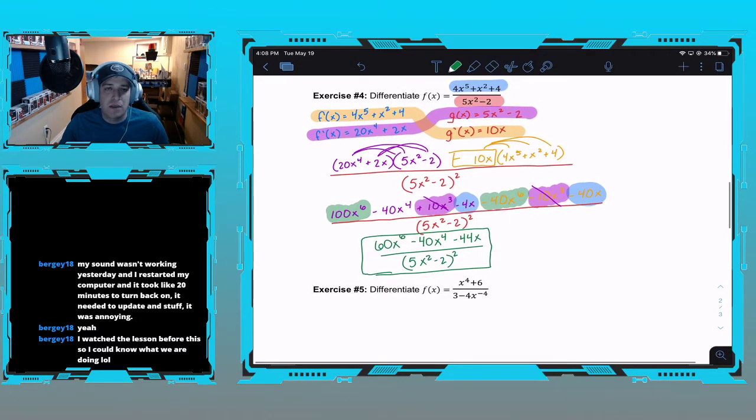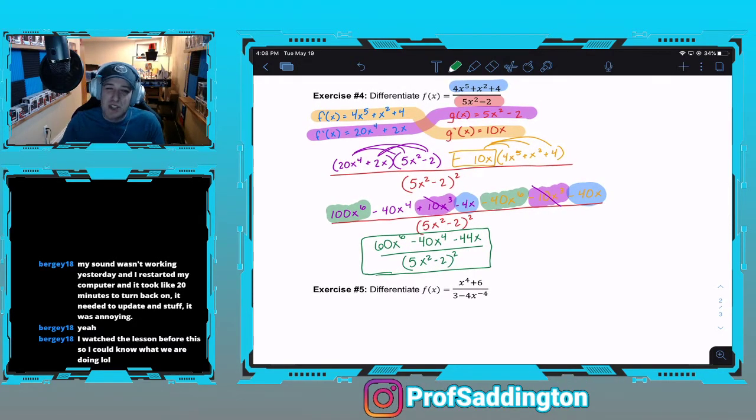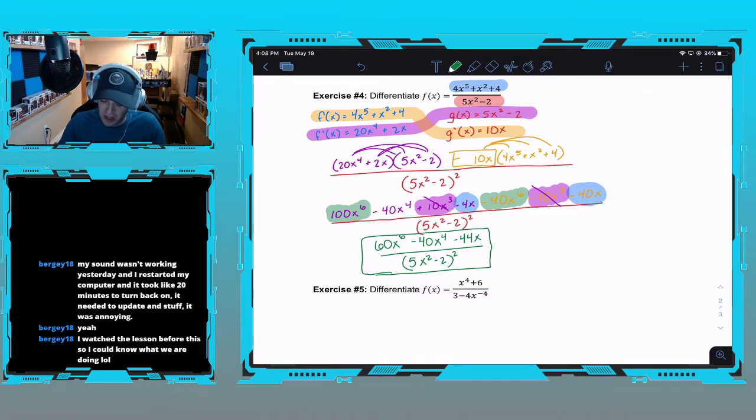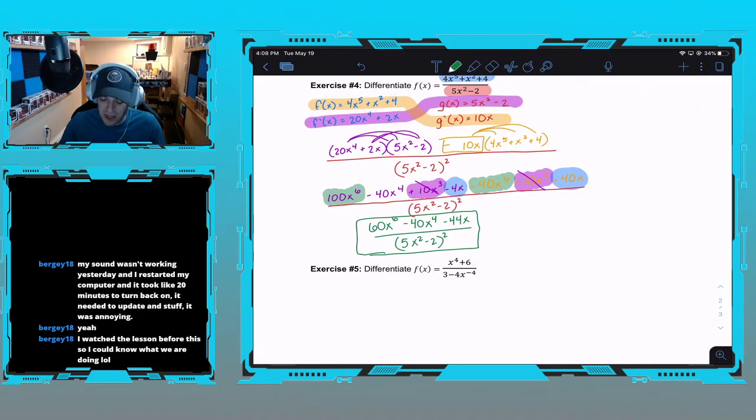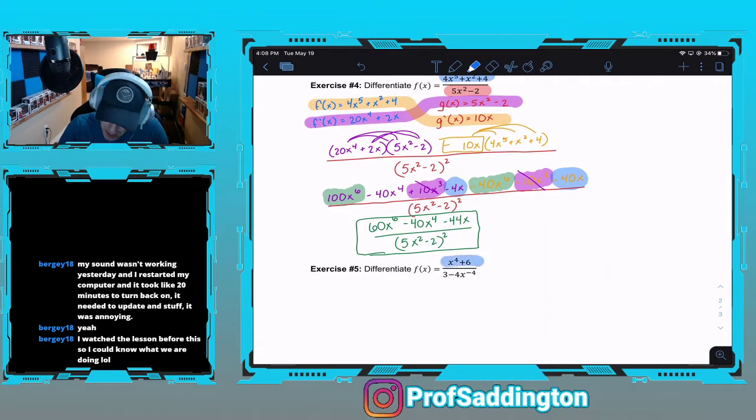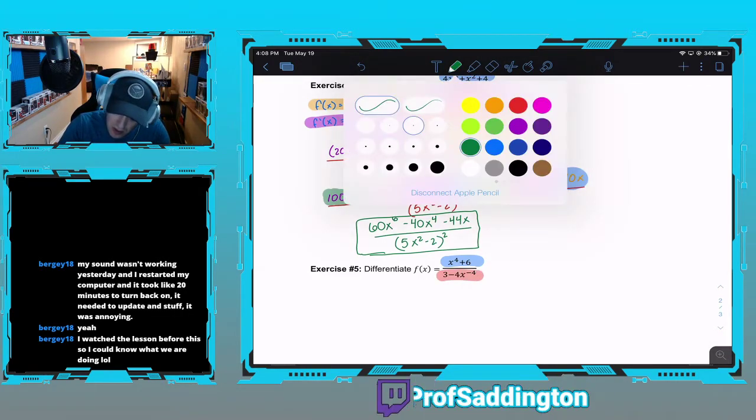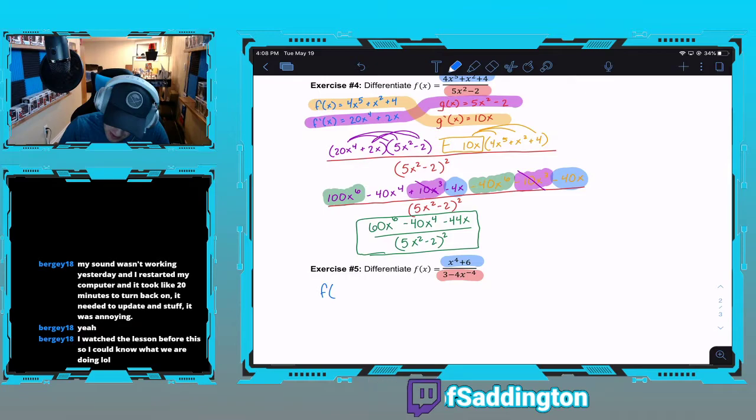Exercise number 5 is going to be very similar. It's actually going to be a little bit shorter than what we just did. But number 5 has negative exponents. So I know some of you guys have gotten okay with the negative exponents, but I just want to go over it once again just to make sure everybody's good. The beginning part of this process is still going to be exactly the same. I'm going to split up the top and I'm going to split up the bottom. So I have f of x is going to be x to the 4th plus 6.